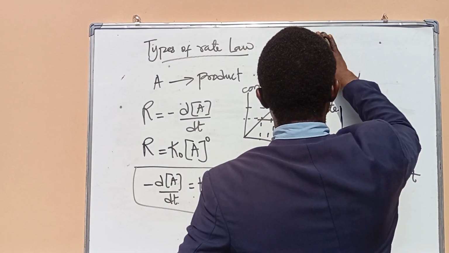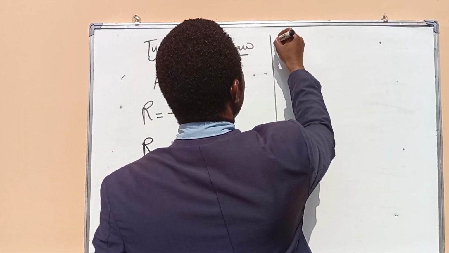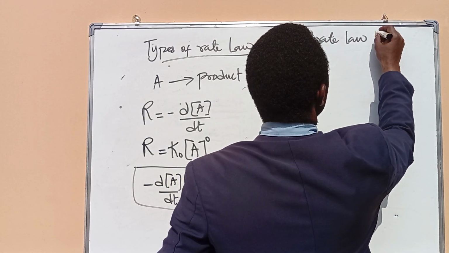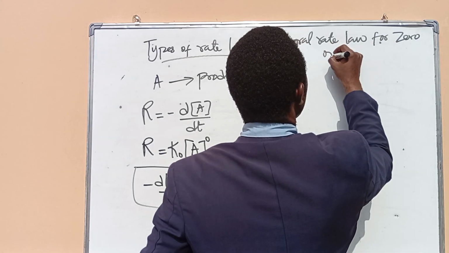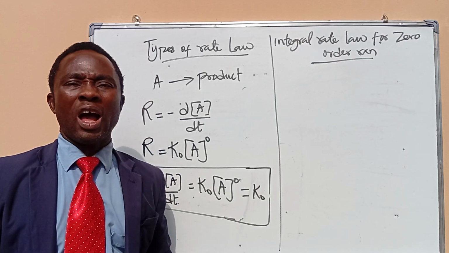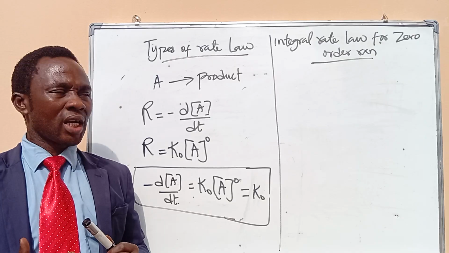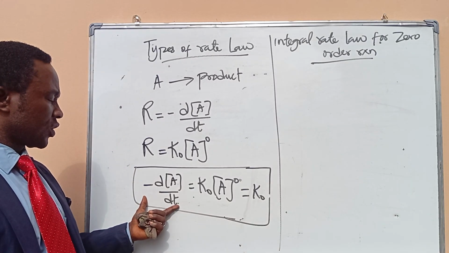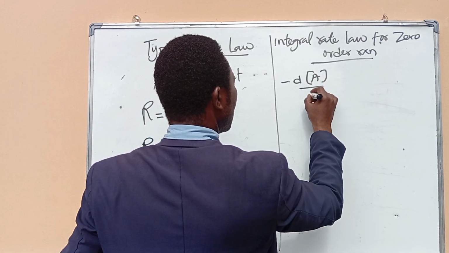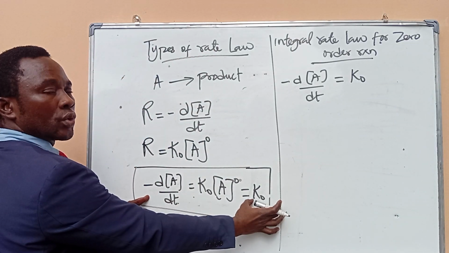Now we want to go to the integral rate law for zero order reaction. For us to have the integral rate law, we are going to integrate the differential rate law. What is the differential rate law saying? It is saying that minus the change in A over change in time is equal to K0. This is equal to this.